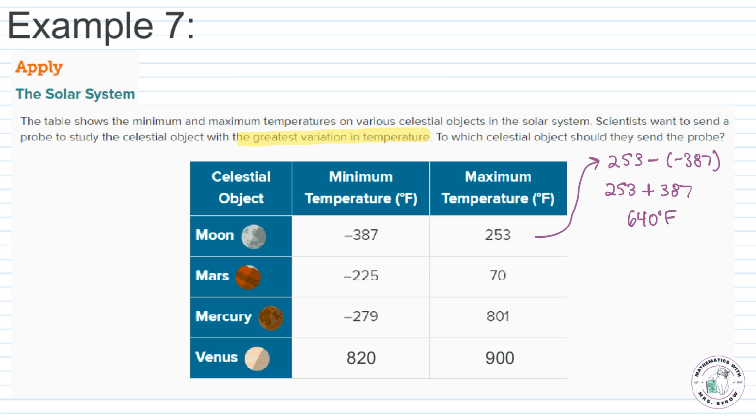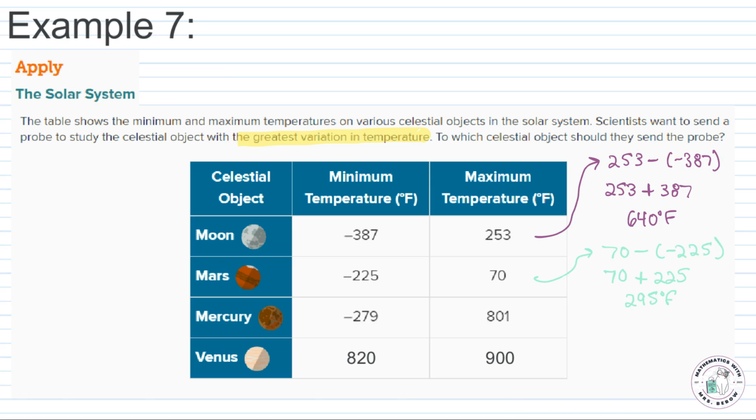Now we're going to do the same thing with Mars. So we're going to do 70 minus negative 225. Again, keep, change, change. Keep 70, change subtraction to addition, change negative 225 to its opposite, which is positive 225. And 70 plus 225 is just going to be 295.